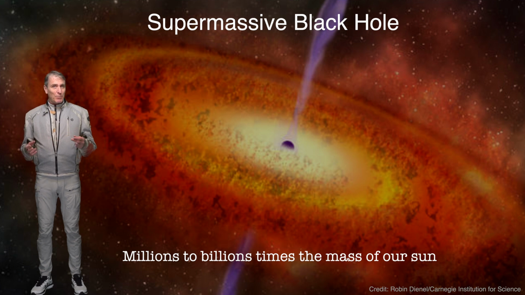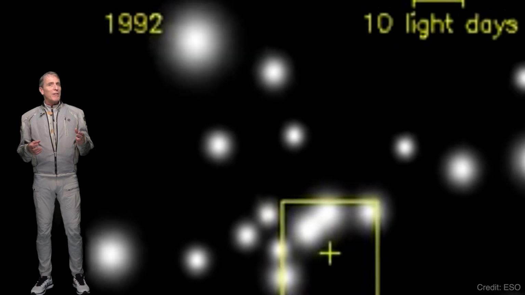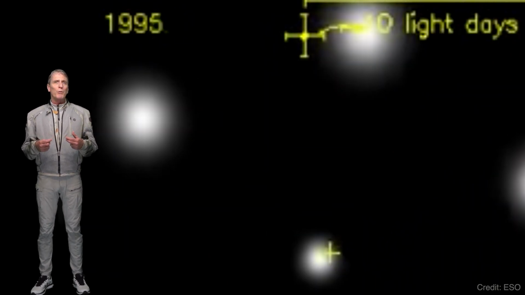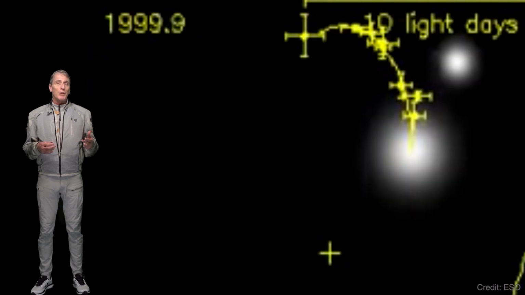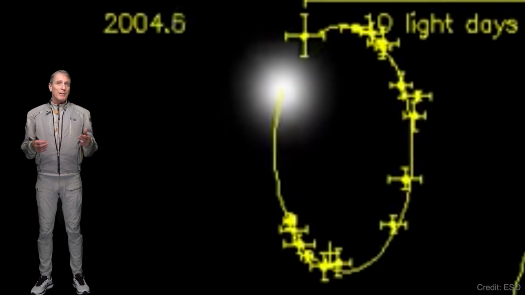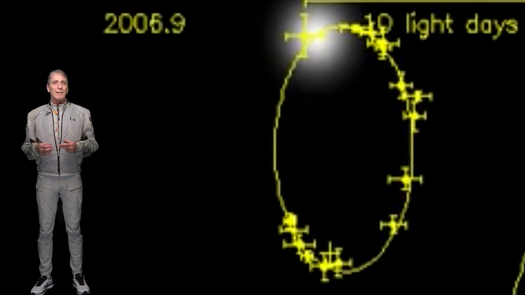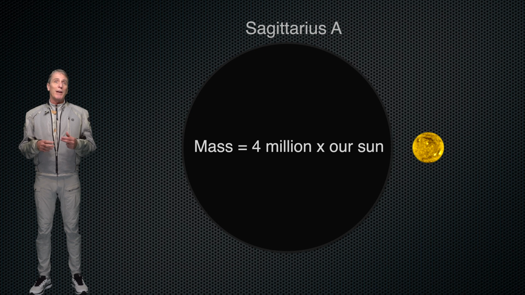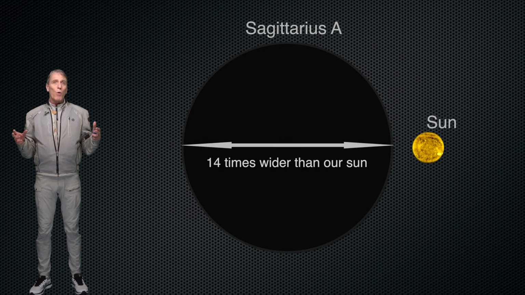Technically, we can't see black holes because their gravity is so strong that even light can't escape their grasp, but astronomers can detect them by watching their gravitational influence on nearby objects. The supermassive black hole at the center of our galaxy was confirmed when astronomers observed a star orbiting an invisible object at a very fast speed. Using this star, they were able to calculate that the black hole, which they've named Sagittarius A, has a mass 4 million times greater than our sun, and it's 14 times wider than our sun.